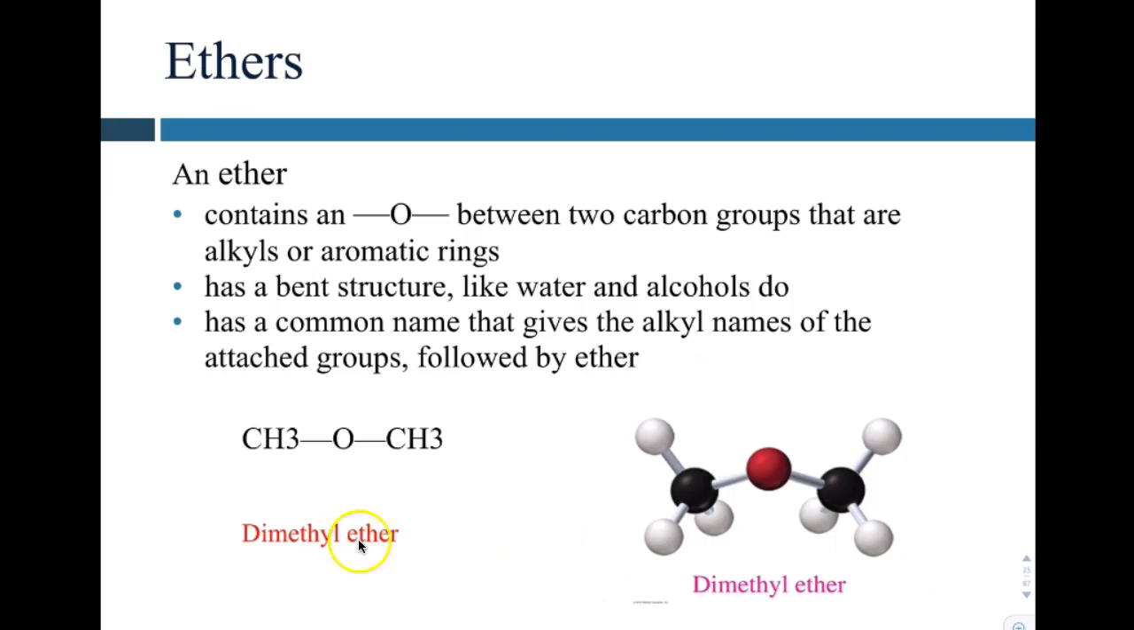So here we have dimethyl ether. How many methyls are there? There's 2 of them, and they happen to be on either side of the ether. They have to be on either side of the ether because an ether is an oxygen in the middle of things. So if you see the word ether, you think, okay, oxygen in the middle. What's on the outside? 2 methyls. Okay, a methyl here, and a methyl there, and that's how we name ethers.